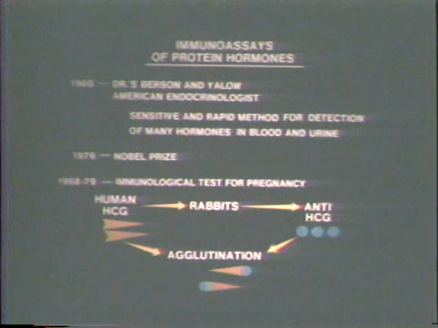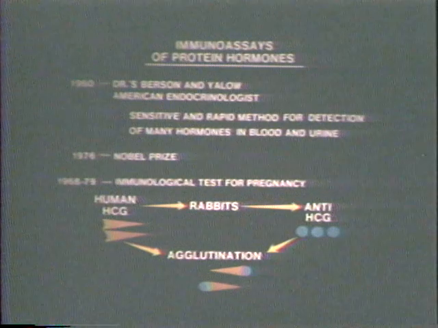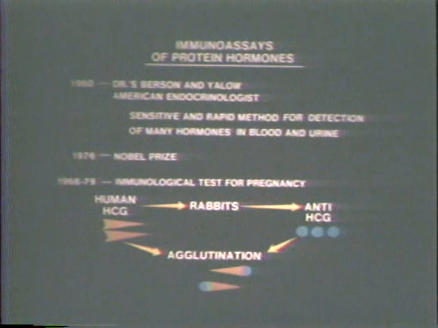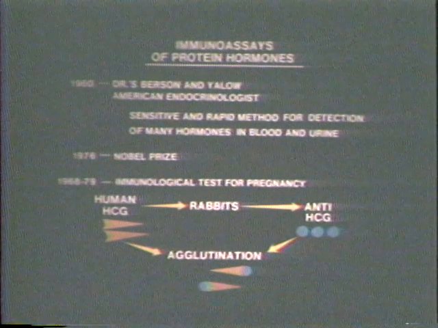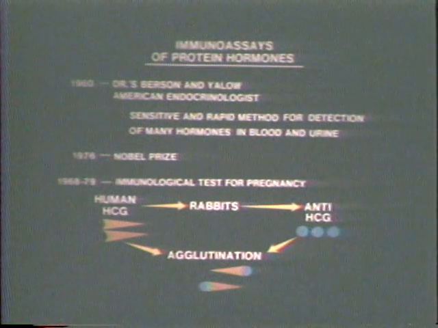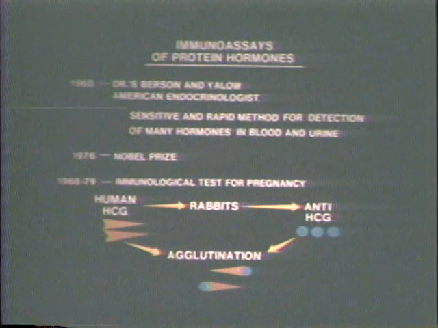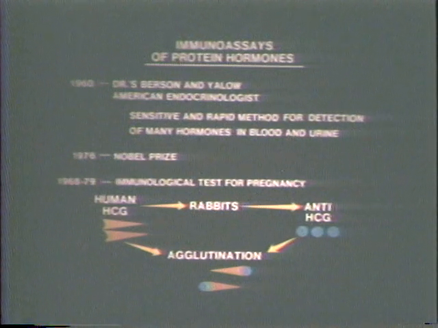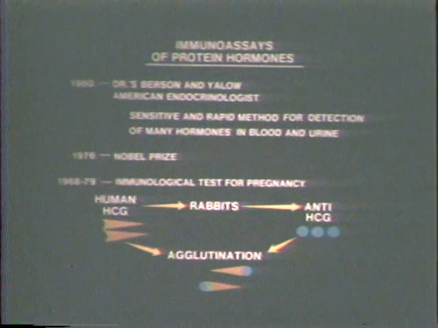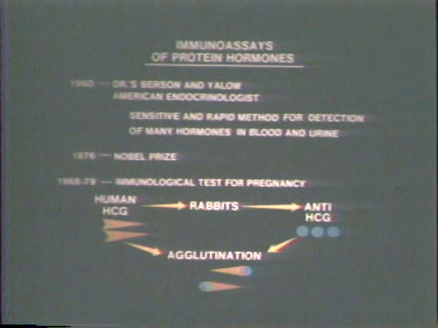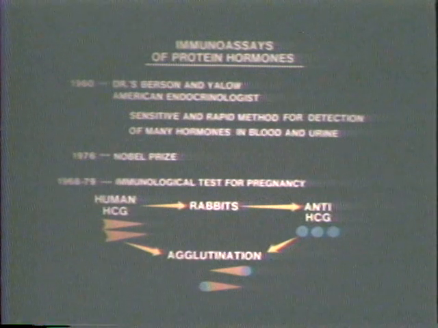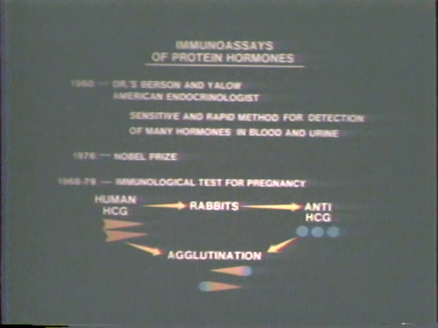In 1960, Drs. Berson and Yalow, 2 American endocrinologists, developed a sensitive and rapid method for detection of many hormones in blood and urine. In 1976, they shared in the Nobel Prize for this work. This led to an immunological test for pregnancy, developed between 1968 and 1979. Basically, the glycoprotein human HCG is collected and purified. It is injected into rabbits. They form an antibody, anti-HCG, against it.